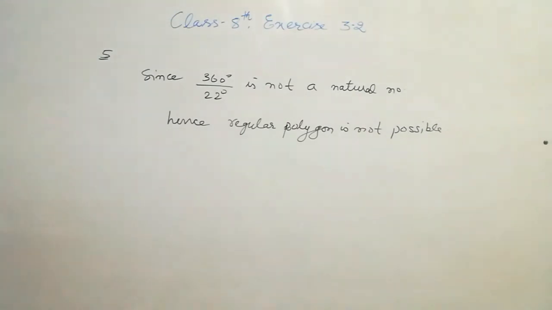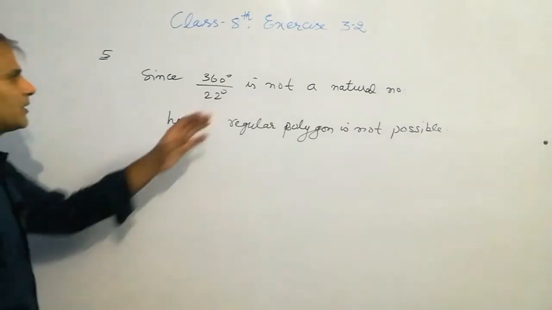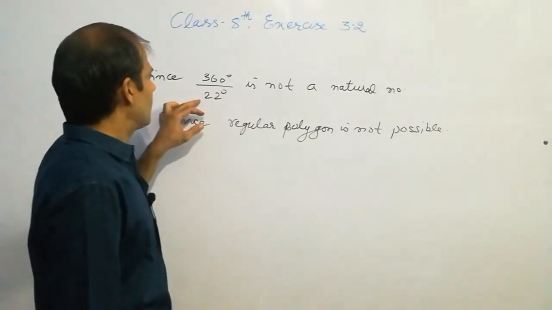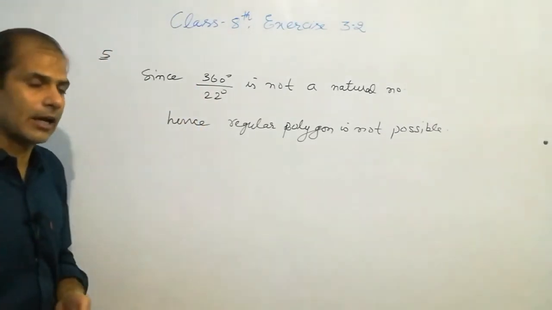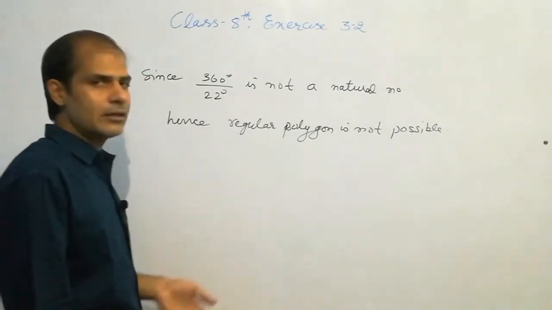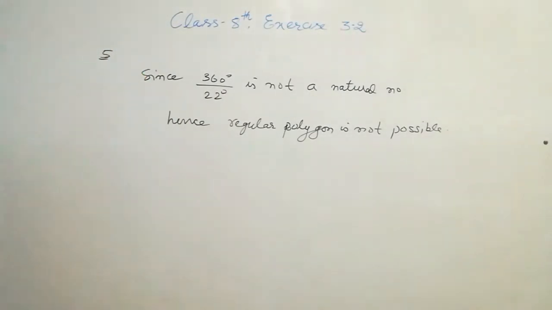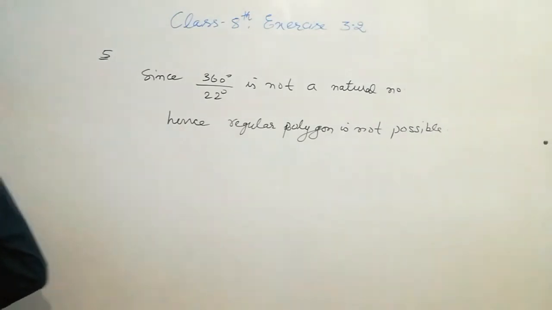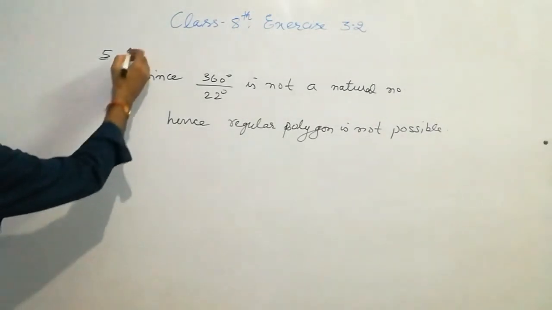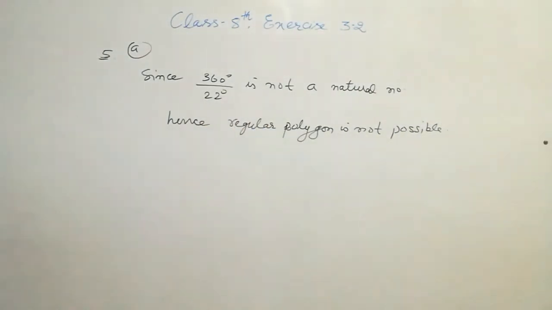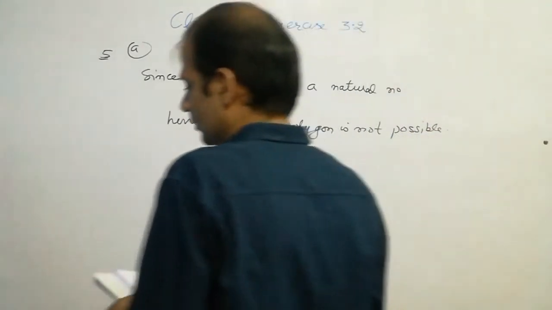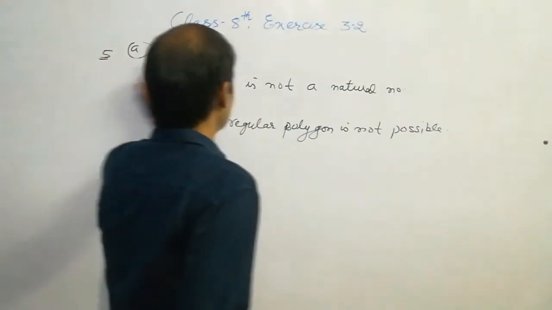Question number 5. Since 22 is not a divisor of 360 degree, you can write the same statement also. हम इसके ये भी लिख सकते हैं कि it is not the divisor of 360 degree because ये नंबर 360 डिग्री को डिवाइड नहीं कर रहा है, so it is not a divisor of 360 degree. You can write that statement also which is given in your textbook. Okay, it is part A, question 5 part A. Now I hope you will solve part B and we go for the question number 6.